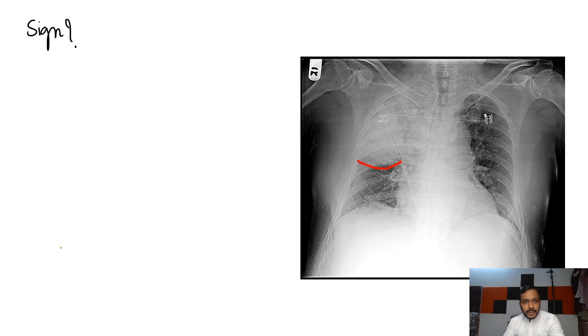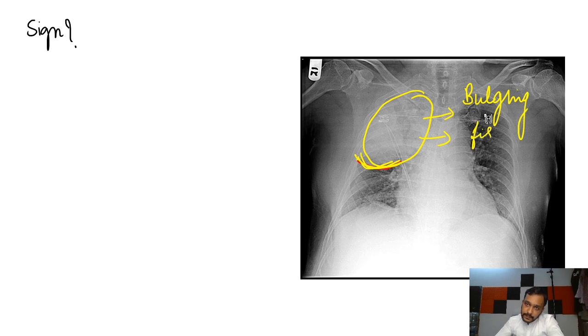So coming to the next case. In this case, what do we see? We see consolidation in the right upper and middle lobe, and it is causing downward displacement of the interlobar fissure. So guys, this was the bulging fissure sign. And it is more commonly seen in infection with Klebsiella pneumoniae.